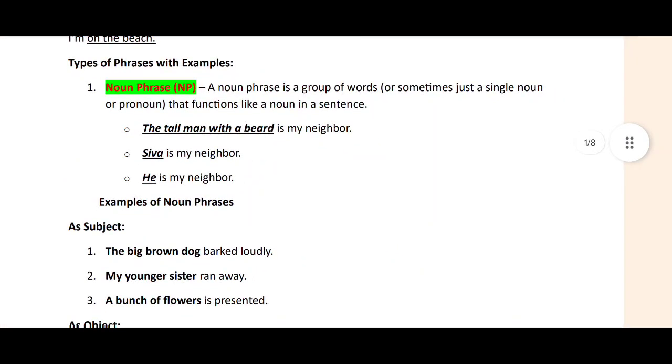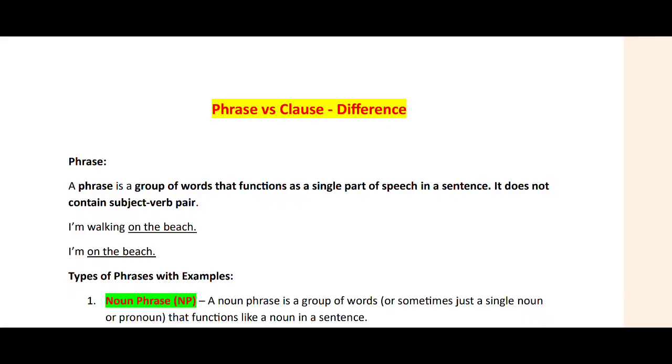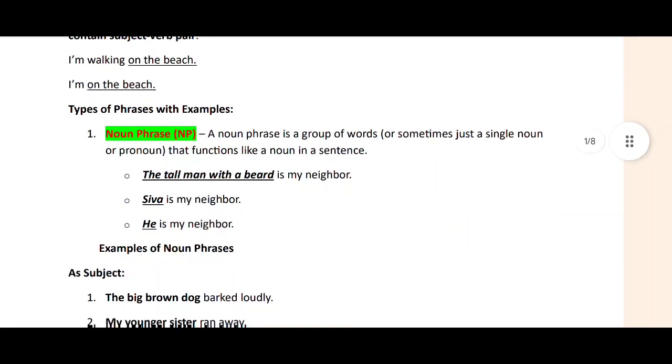Types of phrases with examples. First, let us discuss the noun phrase. A phrase is a group of words that functions as a part of speech. Here, noun phrase means that the phrase, a group of words, functions as a noun. Here, the phrase is acting as a part of speech. The noun phrase acts as a noun. In the same way, a verb phrase acts as a verb in a sentence.